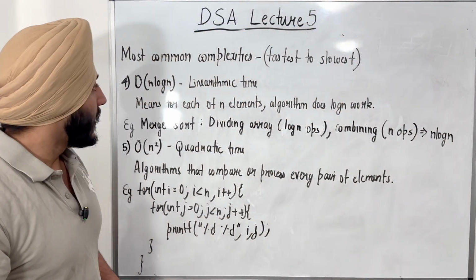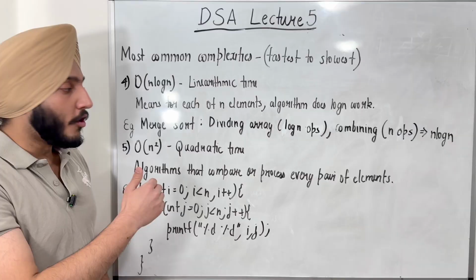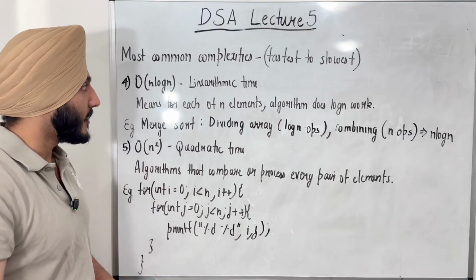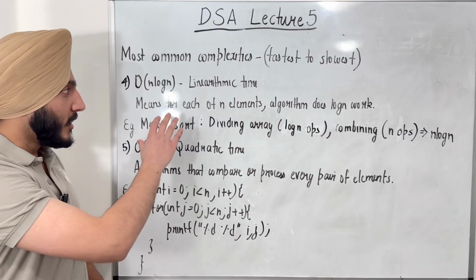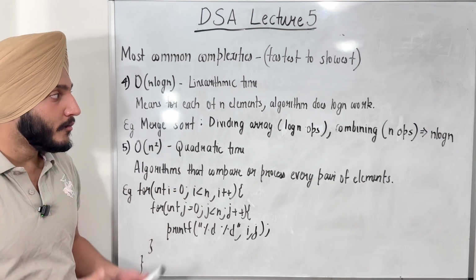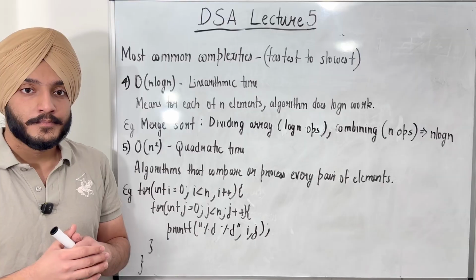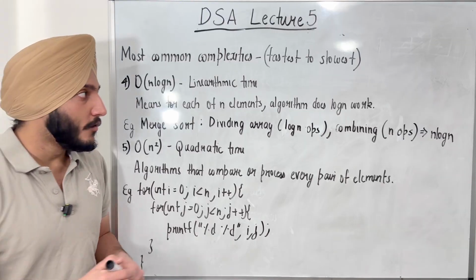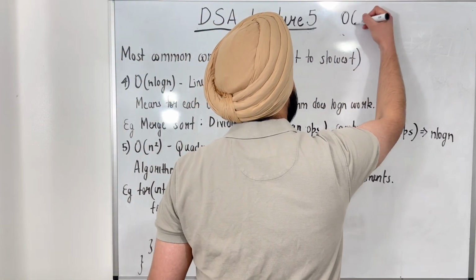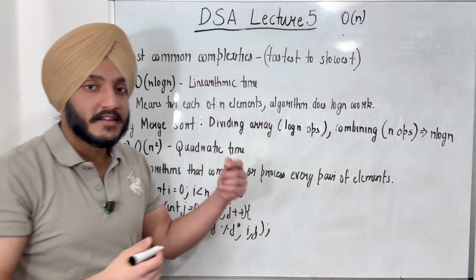Okay. Now let's try to understand the order of n log n and the order of n squared. This one is kind of tricky to understand, but I'll try to make it as easy as possible. Now think about this: you understand linear time, you understand order of n. Think about the last example we covered.